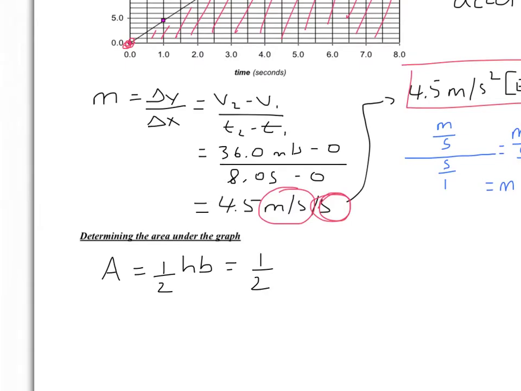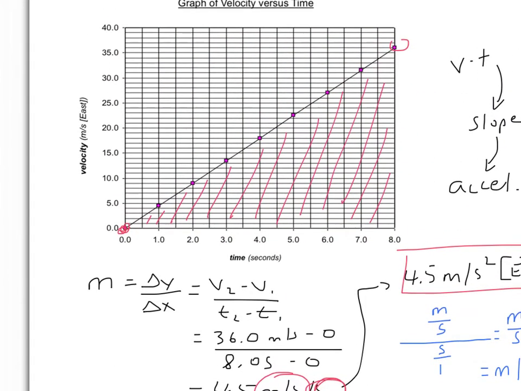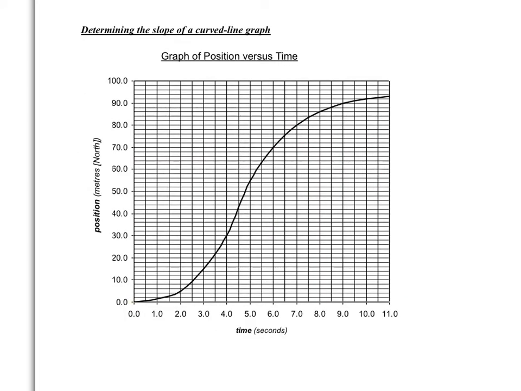The height of this particular graph, let's just take a quick peek here. It looks like I would say the height. Now in this case we have a position time graph, and as you can see, it's not a linear relationship.